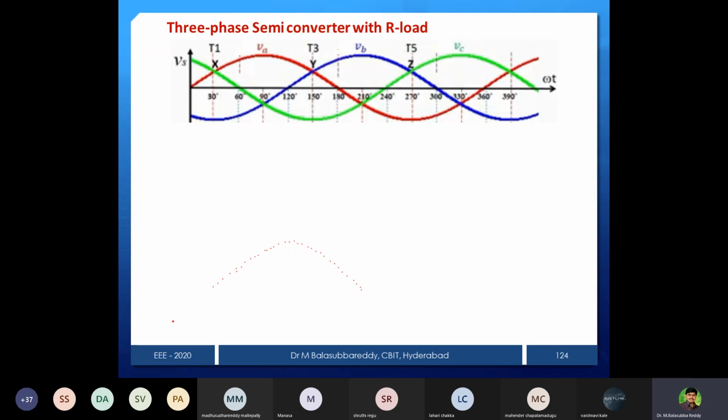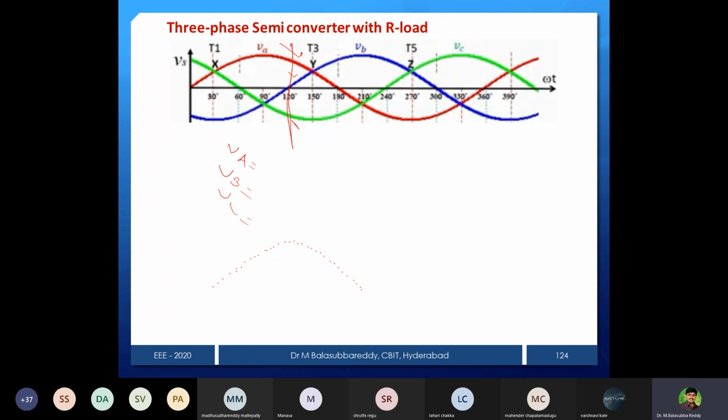Like that, at any particular instant, now I will write: at omega t equal to, anyone can answer, at this point, omega t equal to 120 degrees. What devices are going to be forward biased? Similarly, identify VA, VB and VC, or it is easily understood by seeing it. A phase is more positive, B phase is also positive but less positive, and C phase is more negative.